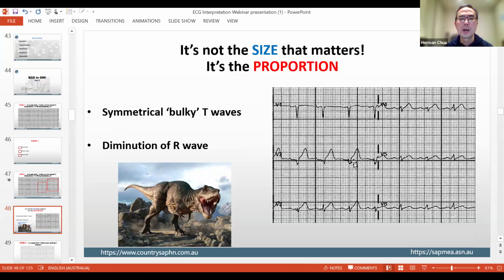If you leave this long enough, this will become... This is probably a small Q wave beginning to develop already in lead V2. Okay, so that's that. So that's anterior, right?